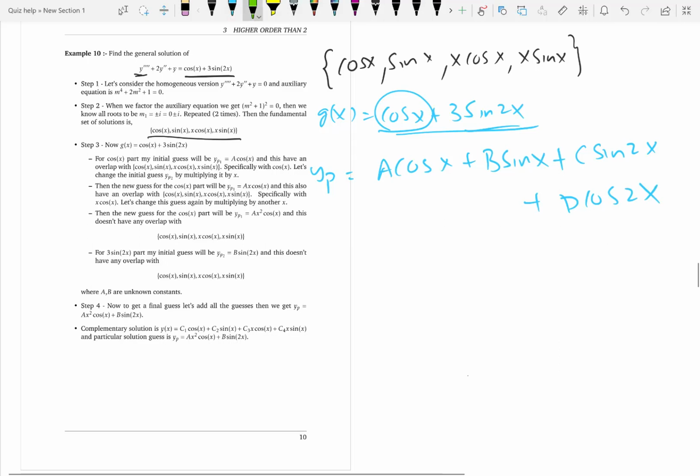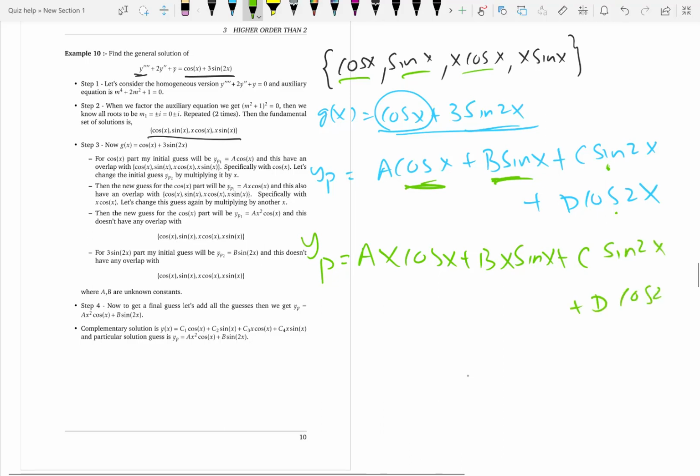Now do we have an overlap? Cosine x overlaps, sine x overlaps. x cosine x, no, you don't have x cosine x here, so we do not have overlap in these parts. These are the two offended parties, so we multiply them by x. So Ax cosine x plus Bx sine x. Don't multiply the others by x: C sine 2x, D cosine 2x are just not offended.